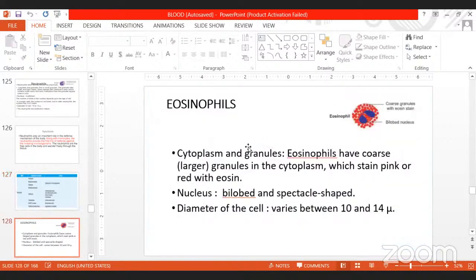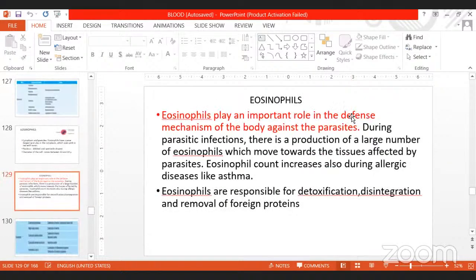Coming to the eosinophils, just like this picture, these are coarse granules, that is larger granules, which stain pink or red with the eosin. And the nucleus is bilobed and it may be a spectacle-shaped nucleus, and the diameter varies between 10 to 14 micron. It plays an important role in the defense against parasites.